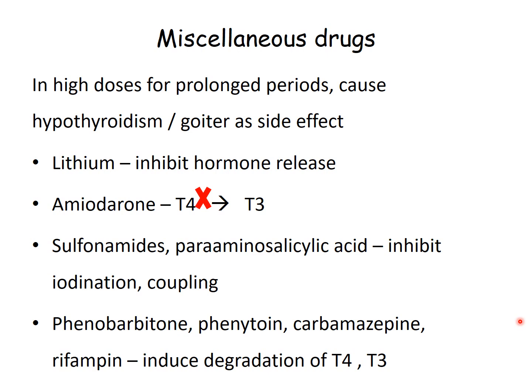And some drugs like phenobarbital, phenytoin, carbamazepine, rifampicin. These all induce the degradation of T4 to T3. These include anti-epileptic drugs like phenobarbital, phenytoin, carbamazepine, and rifampicin, a drug used in treatment of tuberculosis. They induce degradation of T4 to T3. Here this also causes hypothyroidism.